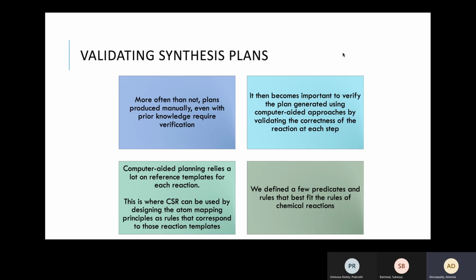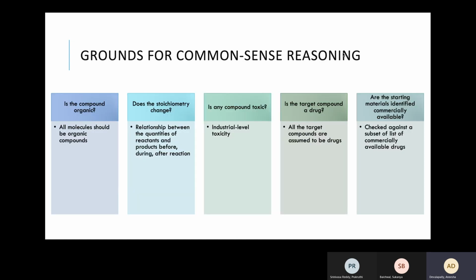A researcher called Connor Coley manually curated certain templates based on a few reaction types and using atom mapping principles. This is where we identified common sense reasoning can be used, by using those atom mapping principles and implementing them as rules corresponding to the mentioned reaction templates. Using this idea, we defined a few rules and predicates that we thought best fit the roles in the chemical reactions.